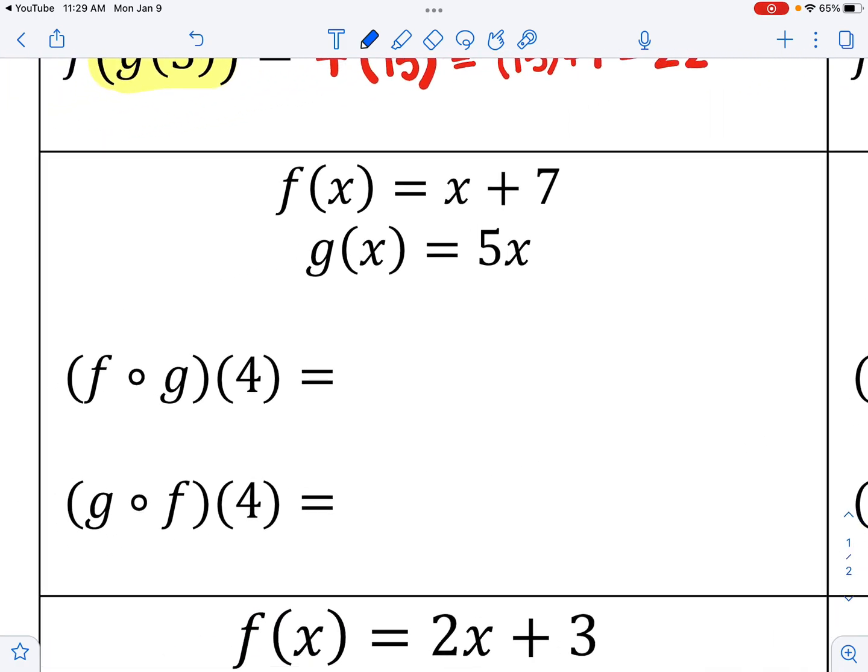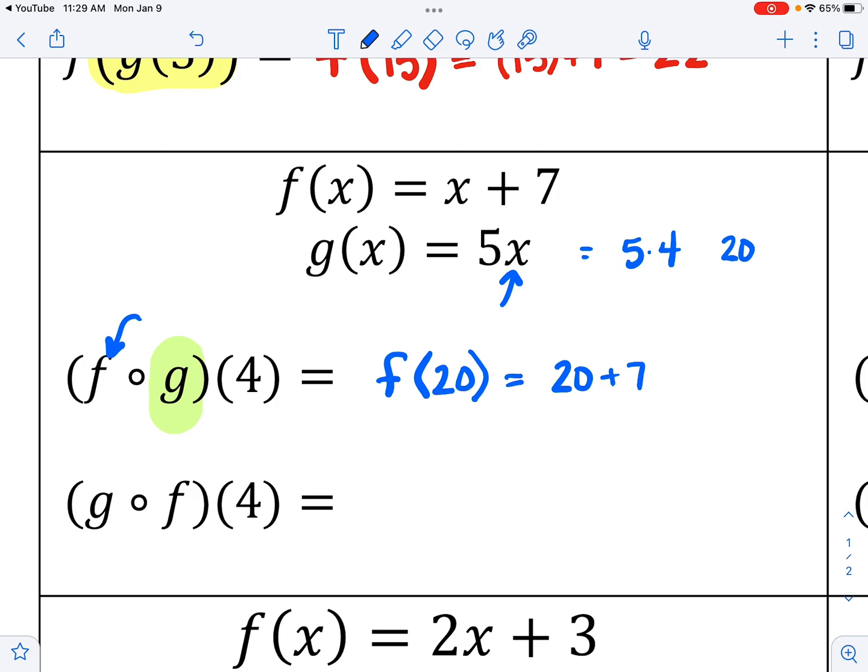Okay, this is just written differently. So remember, we're going to start on the inside first. So I'm going to plug into the g first. I'm going to plug 4 into my g first. So this becomes 5 times 4, which is 20. And then I plug that answer into my f. So now I have to evaluate f of 20, which is 20 plus 7, which equals 27.